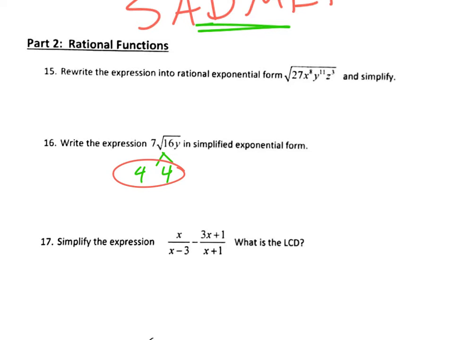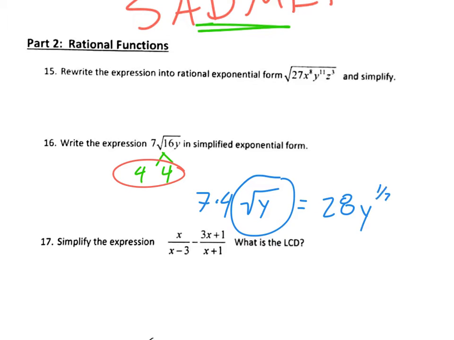So if we take that 4 on the outside, now we have 7 times 4 on the outside, and it leaves your y. And we know it's just going to be 28. And then if we have y as a square root, we can write that as y to the 1/2, and that would be your answer for that one. So there's a free answer.